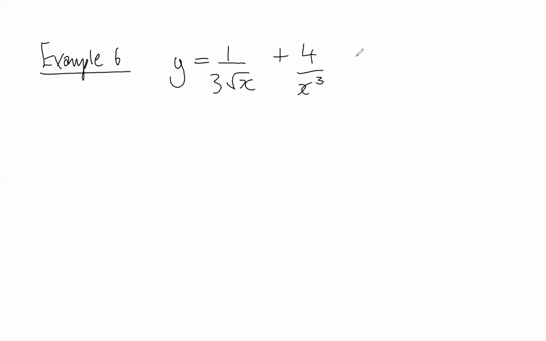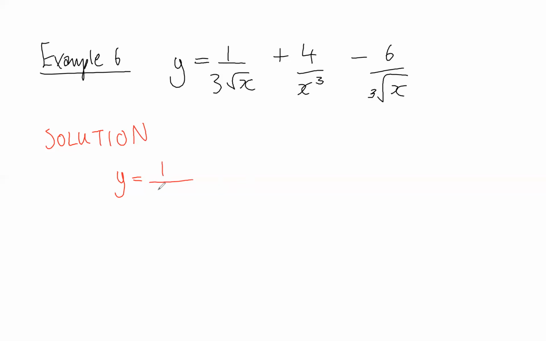So let's do another one. This is example 6. Okay, so this is harder than what is in your assignment. So y equals 1 over 3 root x plus 4 over x cubed minus 6 over cube root x. Okay, so we need to rewrite this before we start. So just be careful, that's a big 3, it's not cube root.